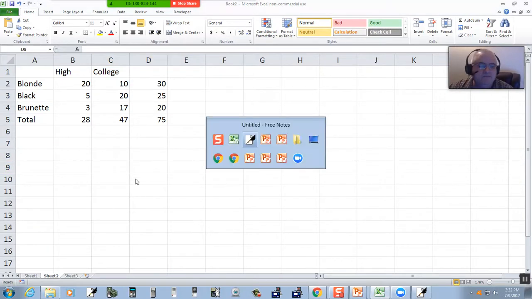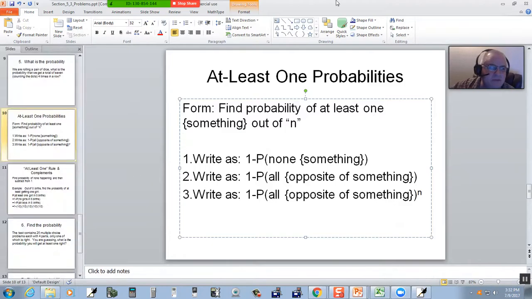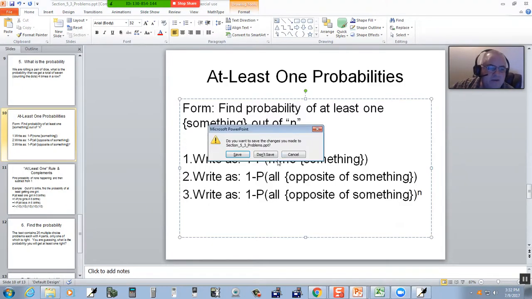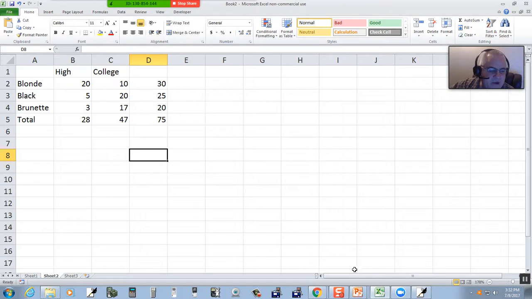Okay, so let me close some of these. That's my little spiel on basic probability.